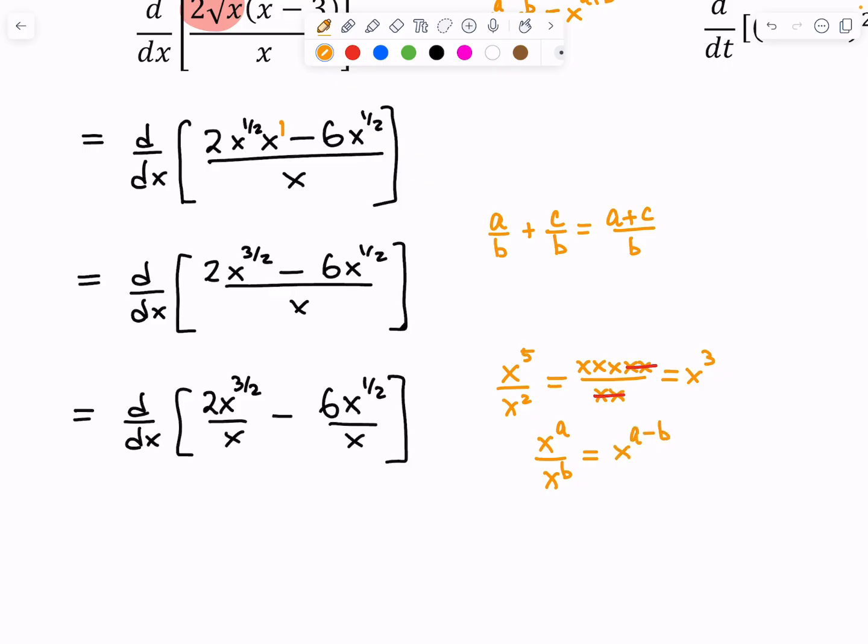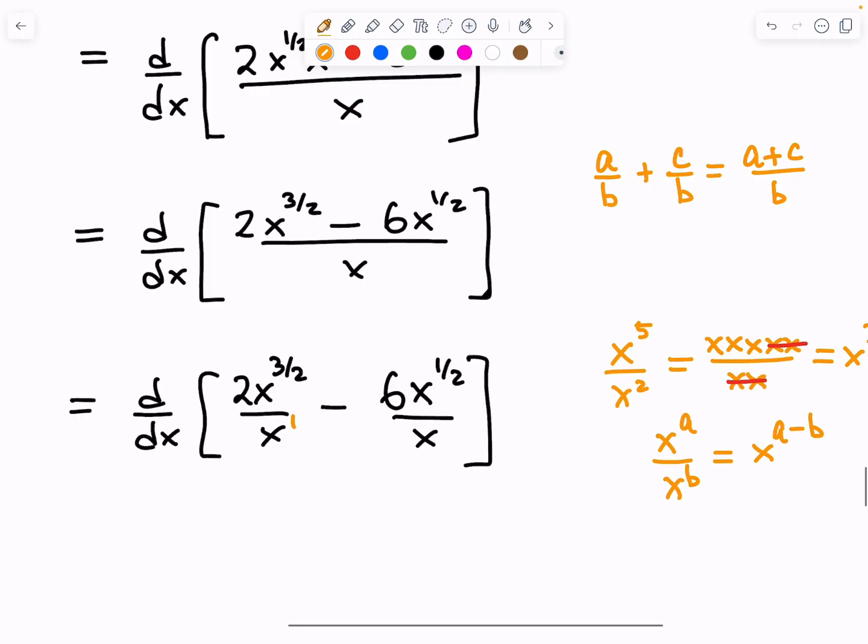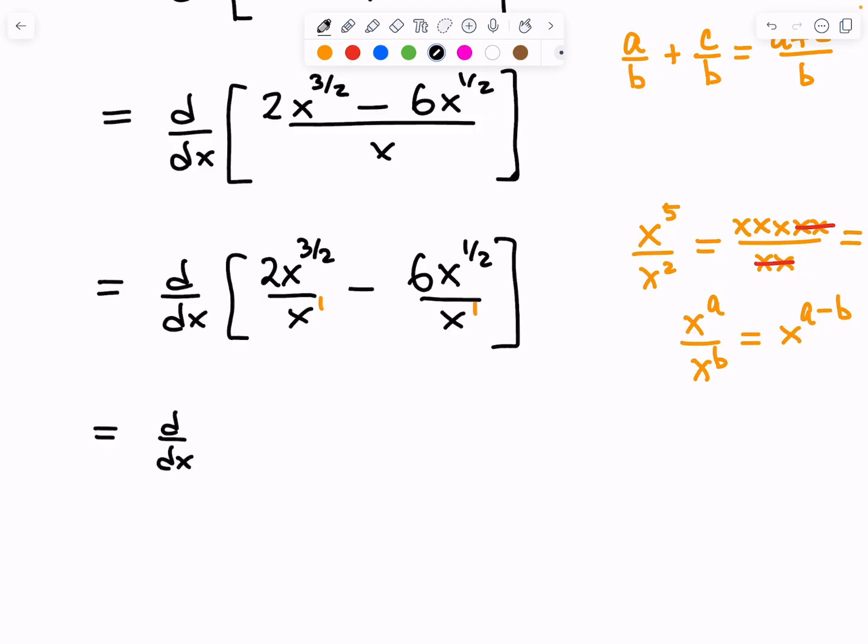Well, over here, you have an x to the 1 and another x to the 1. So I can take this power and subtract that power to get a new power for x. So this becomes the derivative of 3 halves minus 1. That's 3 halves minus 2 halves. That's going to take us back to 1/2. So we have x to the positive 1/2, and then minus 6 times. Now I do 1/2 minus 1. That's 1/2 minus 2 halves. That's negative 1/2.